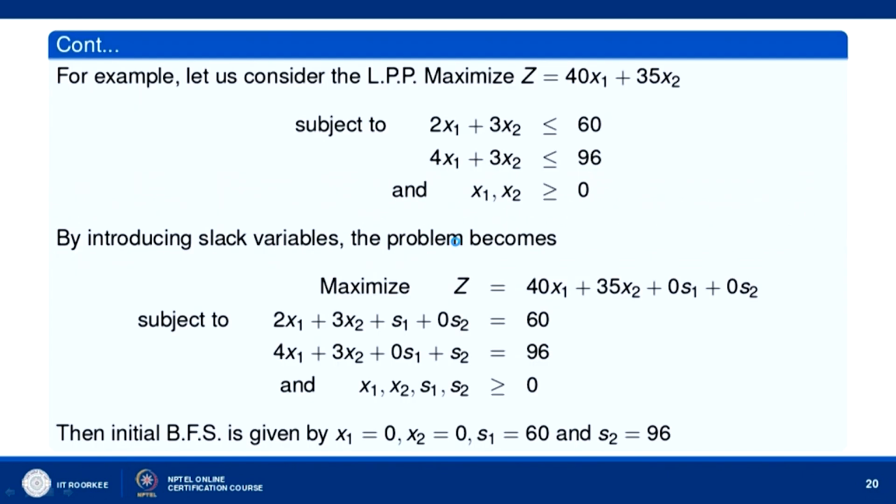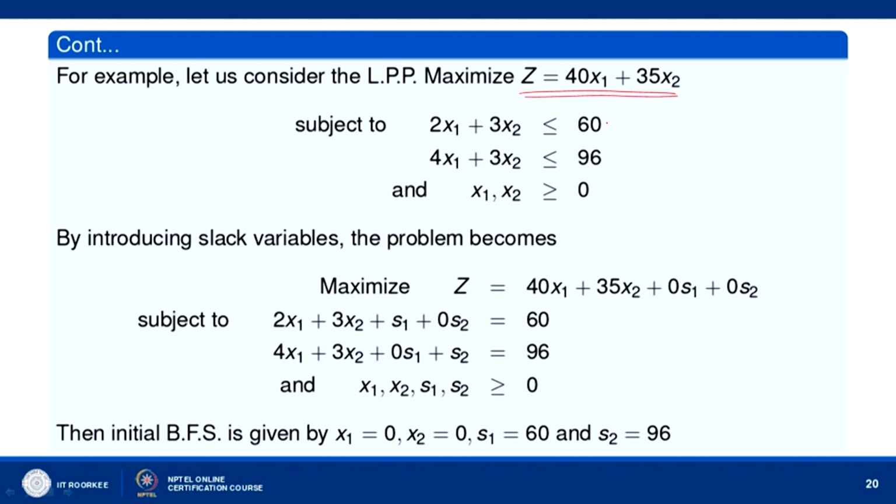Now, let us see how we can solve a given LPP using the simplex method. Let us consider z equal to 40 x1 plus 35 x2, which we have to maximize. Here we do not have to convert the problem, because it is already a maximization problem. If it were minimization of z equal to 40 x1 plus 35 x2, we would convert it into maximization of minus z, that is, maximum of minus 40 x1 minus 35 x2. But here it is already a maximization problem, so we keep it as such.